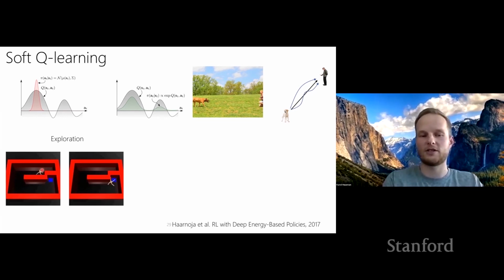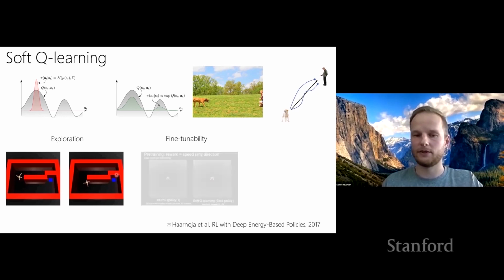On the right here, we see a solution coming from a soft Q-learning algorithm where you're not as committed. You still have some probability mass on actions that might have a little bit lower outcome, but that allows you to keep exploring different options and eventually find the better solution to the problem.